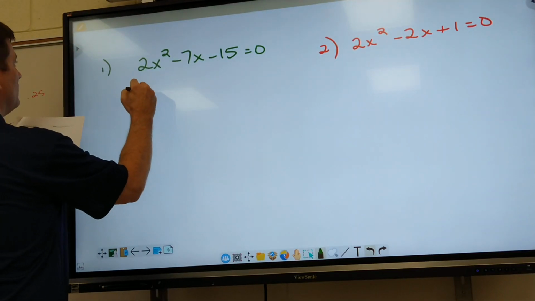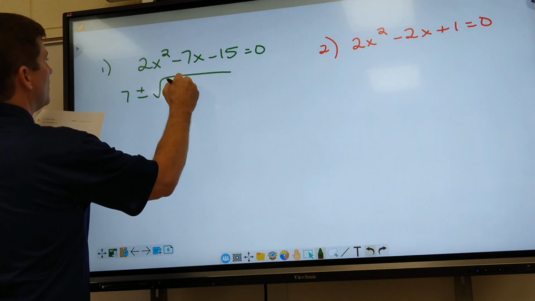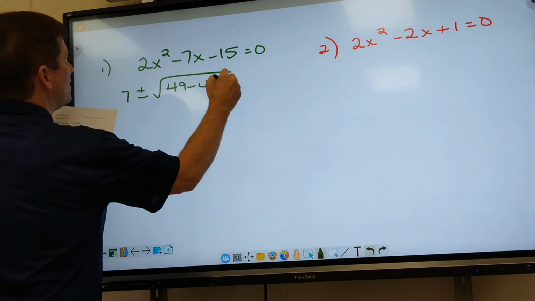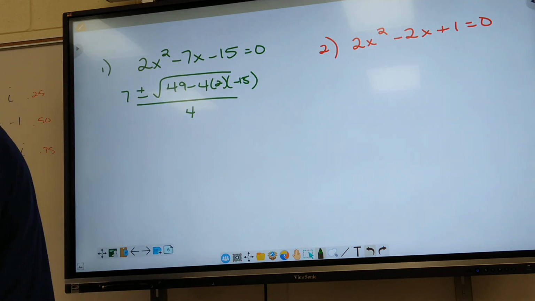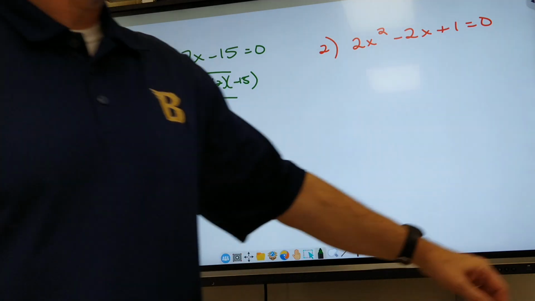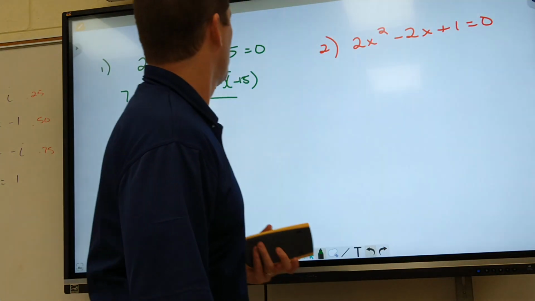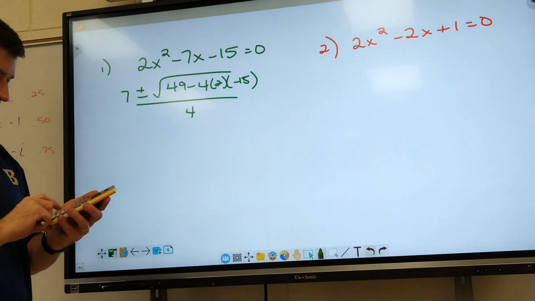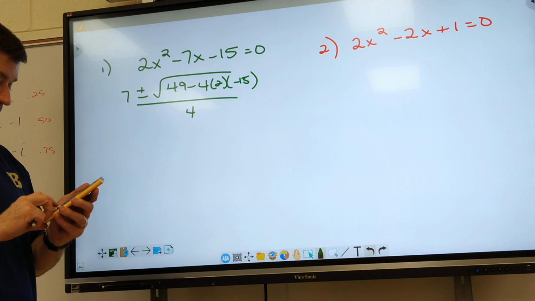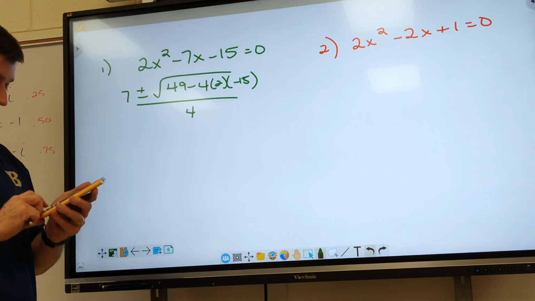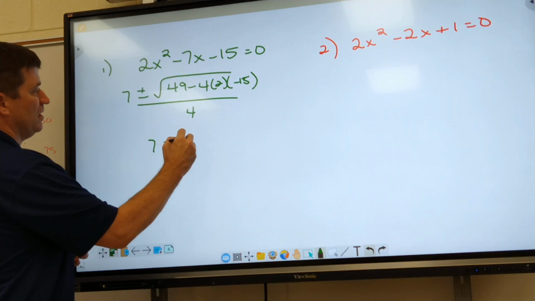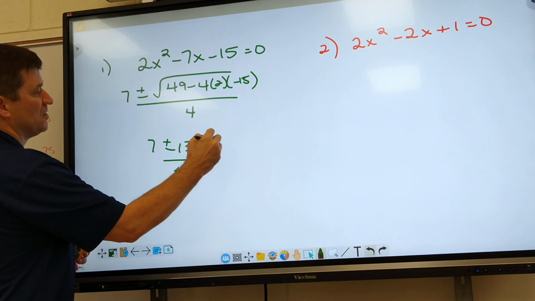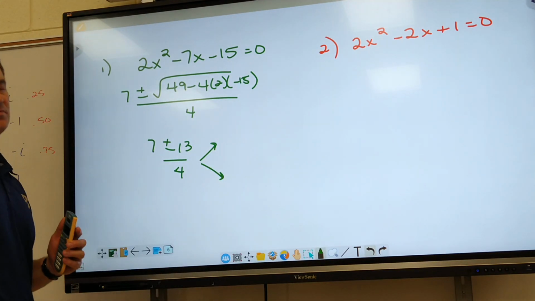So I got 7 plus or minus the square root of 49 minus 4 times 8 times C. Take a calculator now and punch it in. Let's see what we get. I got 169, which is 13. All right, let's see if that's what I get. 169, which is 13.